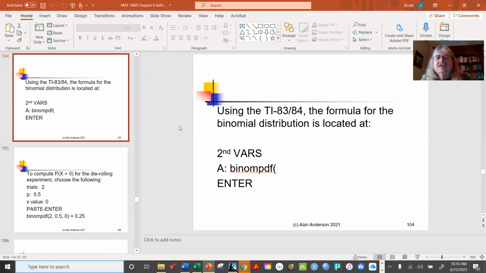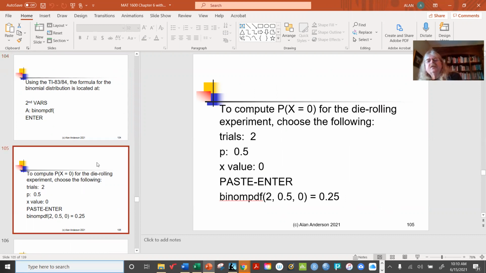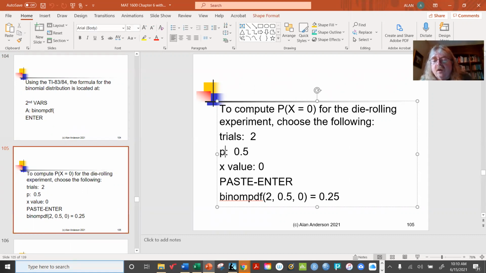What you have to do is go to this button, second VARS, choose the binomial PDF function, and hit enter, and then the calculator will prompt you for P, the probability of success on a single trial, which is, by the way, what we've been calling pi. The X value, the probability that you're looking for, and then you enter, and the number of trials, which is 2, and we end up with the appropriate probability.